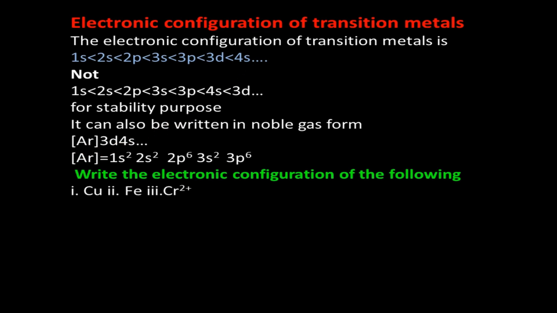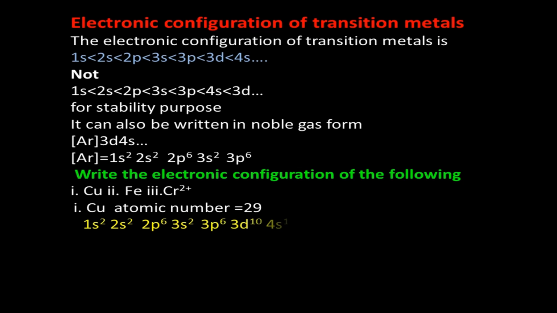Let's take example. Write the electronic configuration of the following: copper, iron, and chromium 2+. For copper, copper has atomic number of 29 and it's a neutral atom, meaning to have 29 electrons. So we fill in 1s2, 2s2, 2p6, 3s2, 3p6, 3d10, 4s1, or in noble gas form, argon 3d10, 4s1.